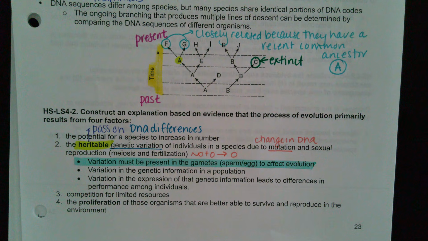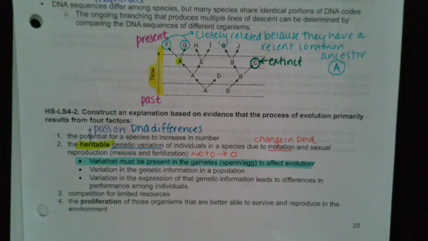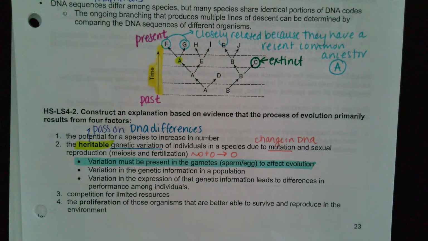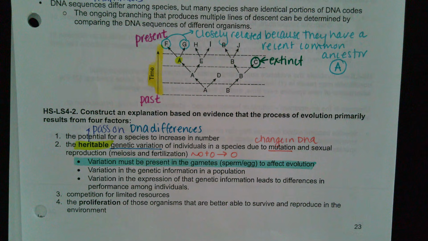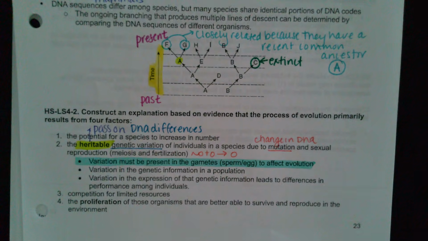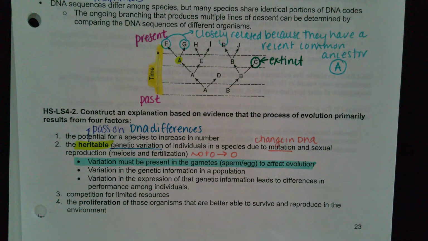I've seen people just go for the choice that says gametes, but when you read the end of it, it actually negates it. So make sure you're reading the whole choice. The only way you can pass on a trait to the next generation is if it's coded for in your gametes. Next one says variation in the genetic information of a population, variation in the expression of that genetic information that leads to differences in the performance of individuals.